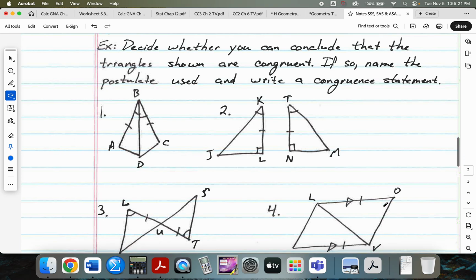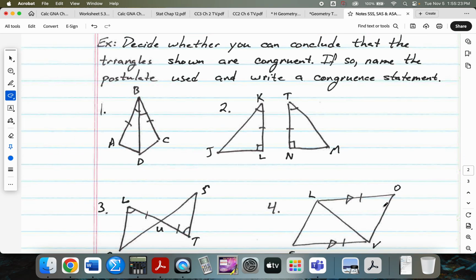So one kind of problem that you'll do a lot of in this unit will be ones like this. Decide whether you can conclude that the triangles shown are congruent. If so, name the postulate that's being used and write a congruence statement. The congruence statement is where you say triangle ABC is congruent to triangle XYZ, whatever they happen to be. And you have to make sure that the corresponding parts match up. So let's take a look.